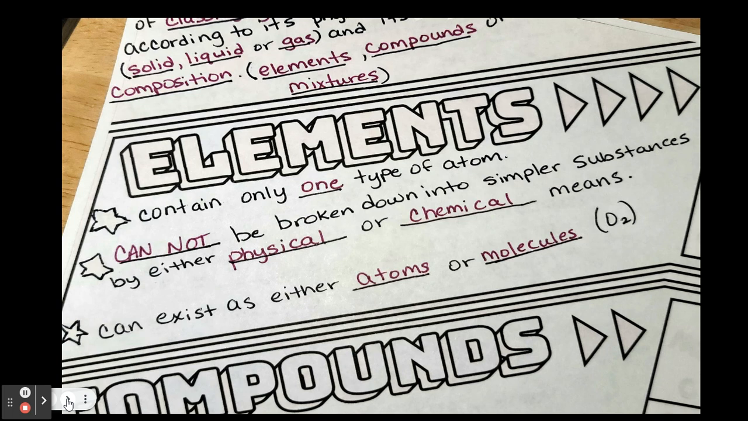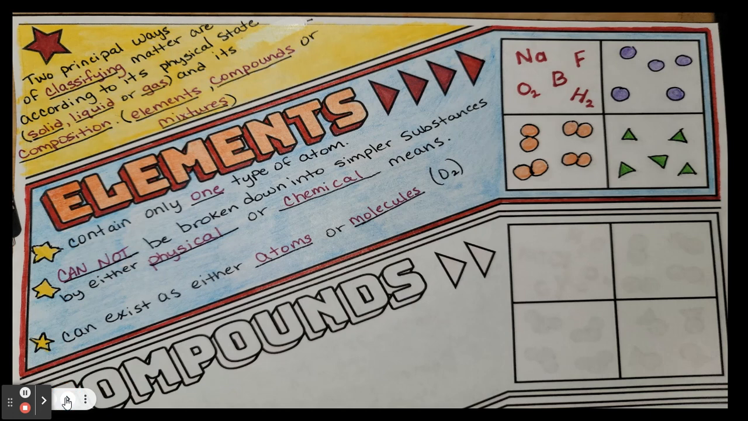The next section is elements. Elements contain only one type of atom. Elements cannot be broken down into simpler substances by either physical or chemical means. Elements can exist as either atoms or molecules, like the example oxygen, which is O2. Remember, pause the video if you need to. Now you're going to color it just like I did here.